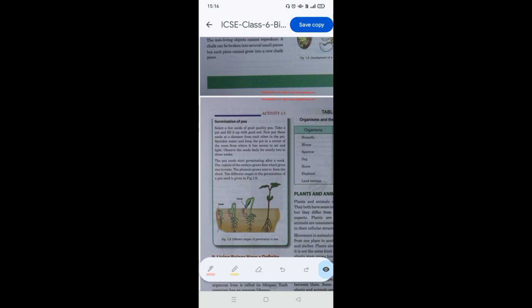So, in figure 1.9, first the radicle is formed and it develops, and from it the plumule is formed, and then at last a pea plant is germinated fully.